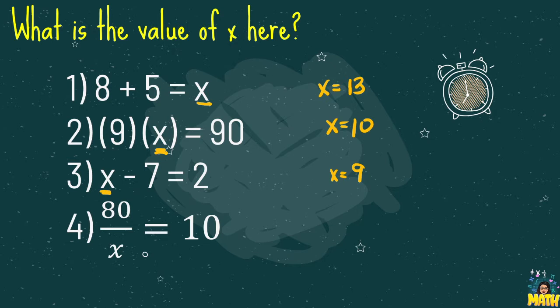And number 4, 80 divided by a number equals 10. Ano ang i-divide natin from 80 so that it will be equal to 10? The answer is 8, because 80 divided by 8 equals 10. So nahanap natin ang value ng x by simply solving the equation.